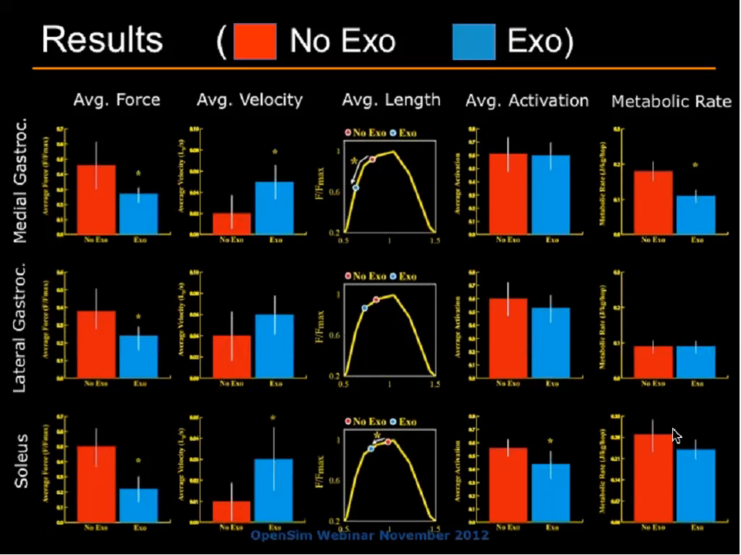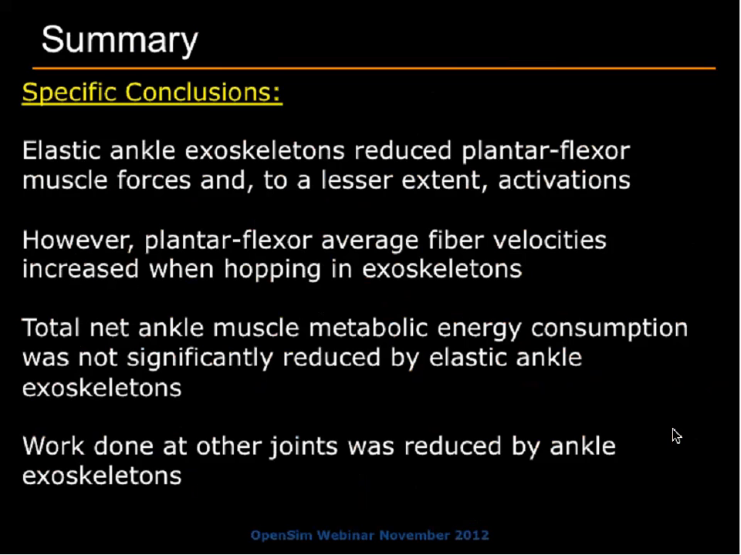So some specific conclusions from this study would be that, yes, as predicted, we were able to reduce plantarflexor forces with an exoskeleton, but because of changes in fiber velocities, we actually didn't see any significant reduction in overall metabolic energy consumption. You might find this slightly at odds with our experimental result for whole body net metabolic cost, which, if you recall, did show a reduction.